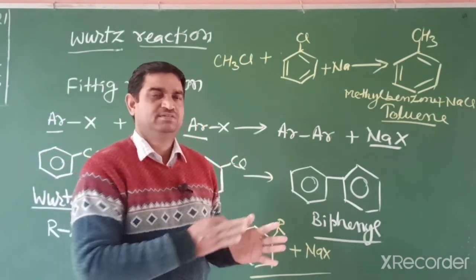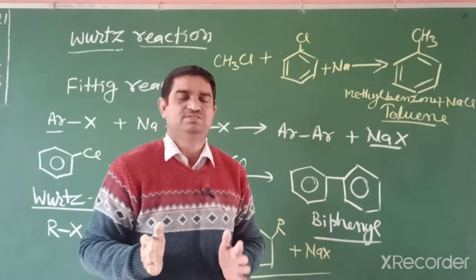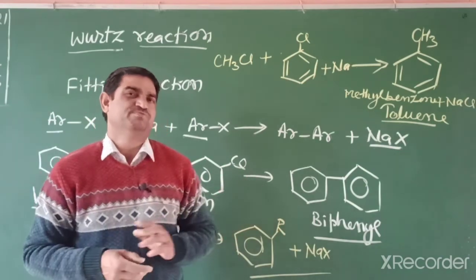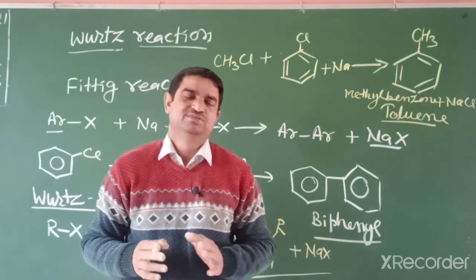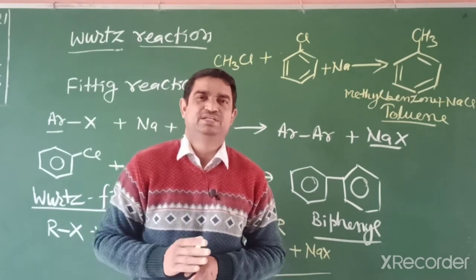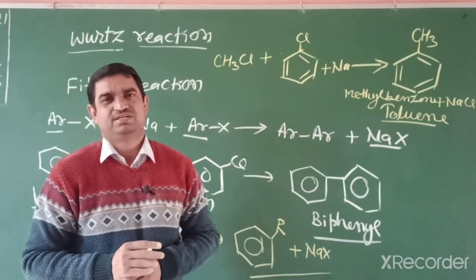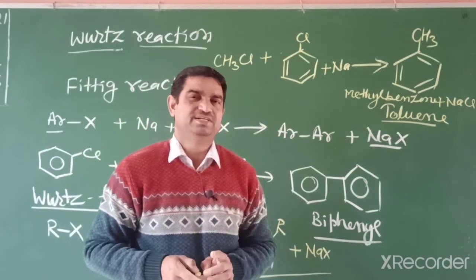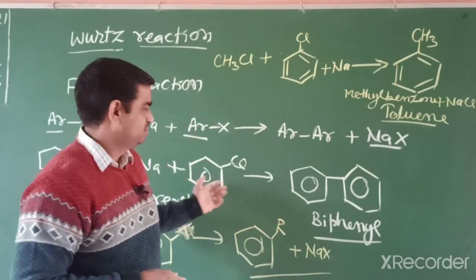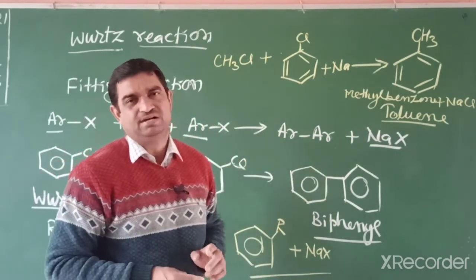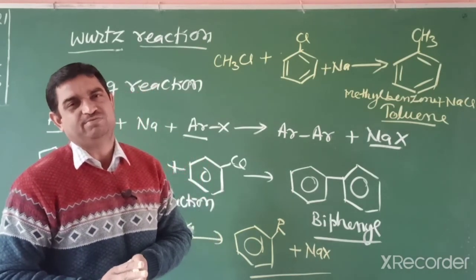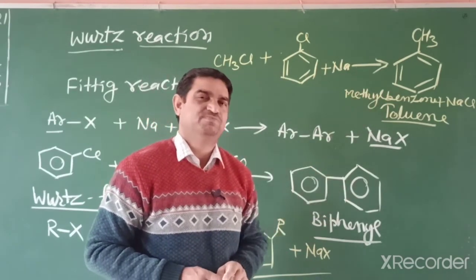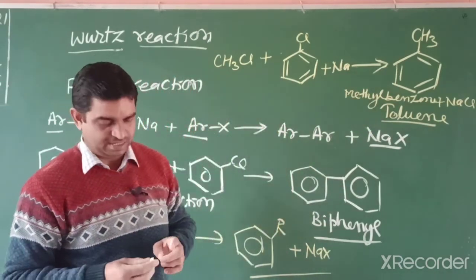In Wurtz reaction, we get a higher hydrocarbon, normally with an even number of carbons. But if we take an odd number, then we get a mixture of hydrocarbons, because the reaction occurs by a free radical mechanism, and the detailed mechanism was given in 11th class organic chemistry. We already discussed it in 11th class. Next, if the halide is aromatic, then the product is biphenyl, and if we combine aliphatic and aromatic, then we get an aromatic hydrocarbon like toluene or another compound, depending on the nature of the alkyl halide.